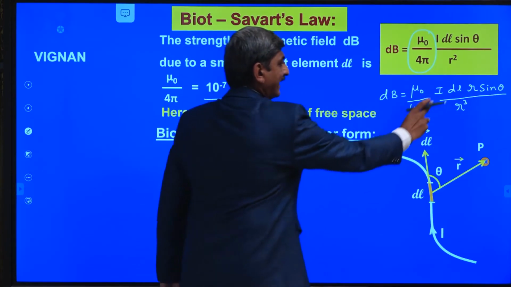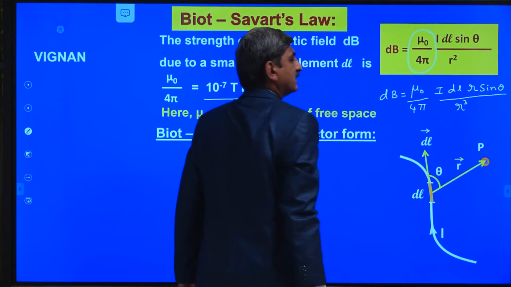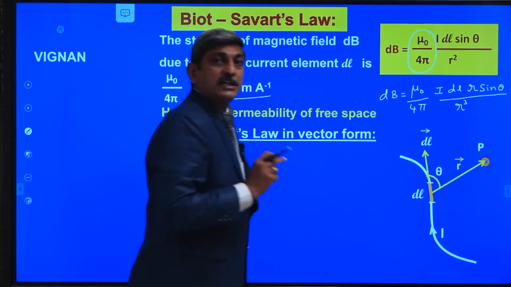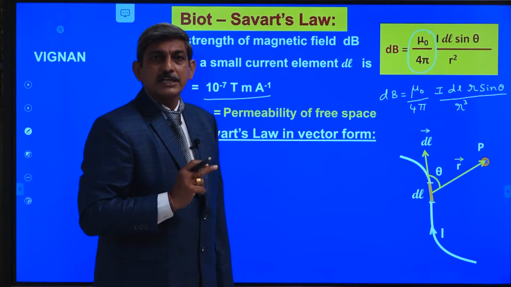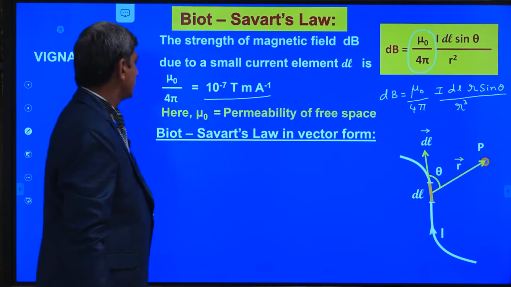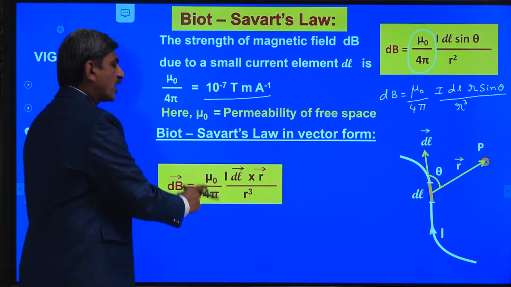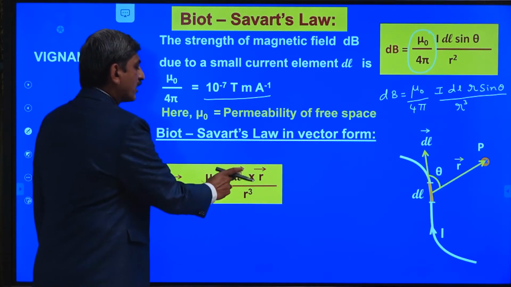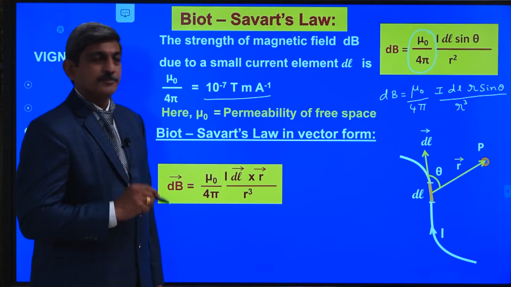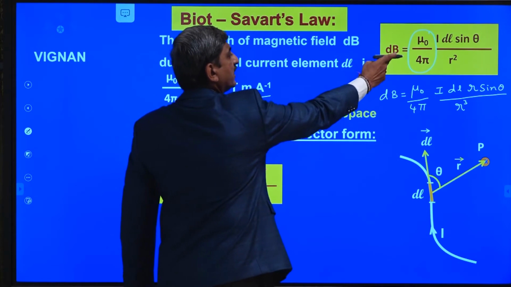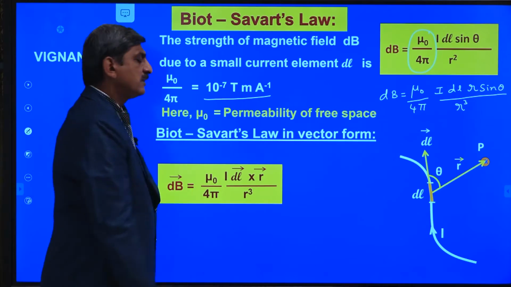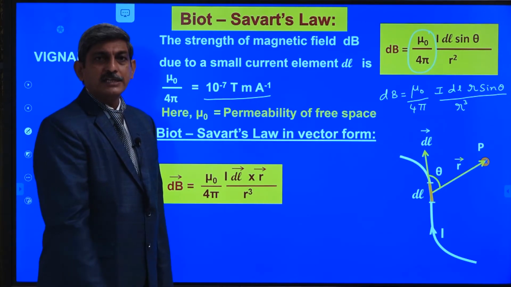See, there is dl R sin theta. This dl is a vector, R is also a vector. That dl R sin theta can be represented as dl bar cross R bar. From that we can write dB bar is equal to mu naught by 4 pi I dl bar cross R bar, which is the vector form of the Biot-Savart's law. The earlier form gives the magnitude of the magnetic induction produced by the element, whereas this is the vector form of the magnetic induction.